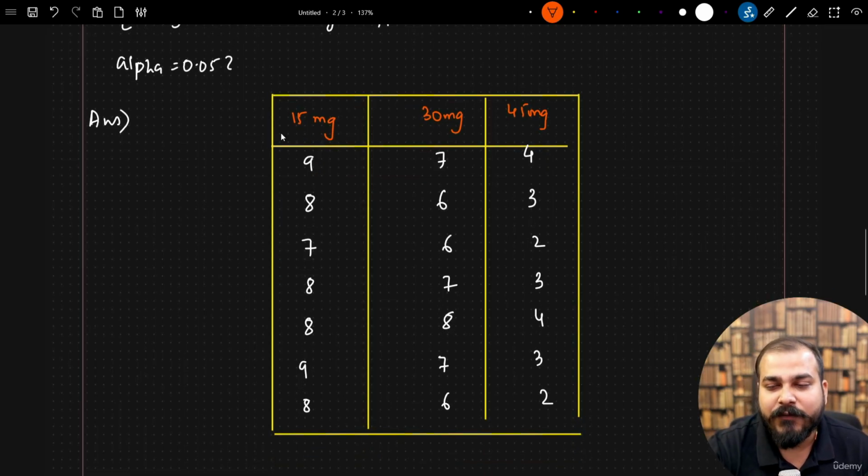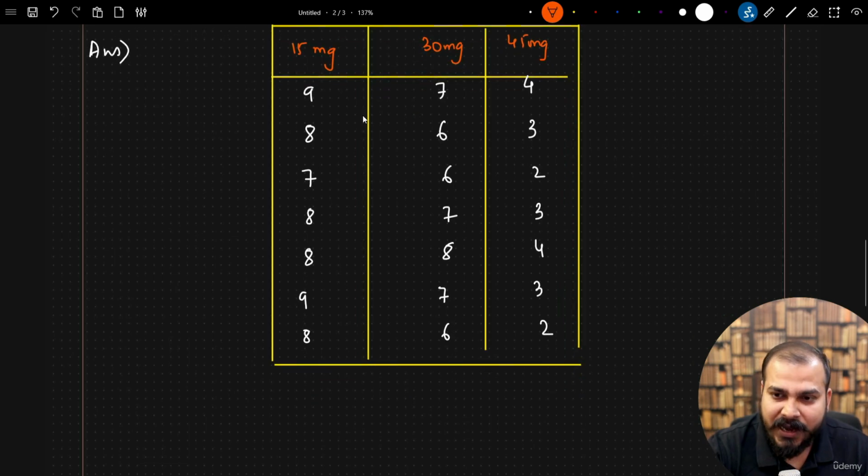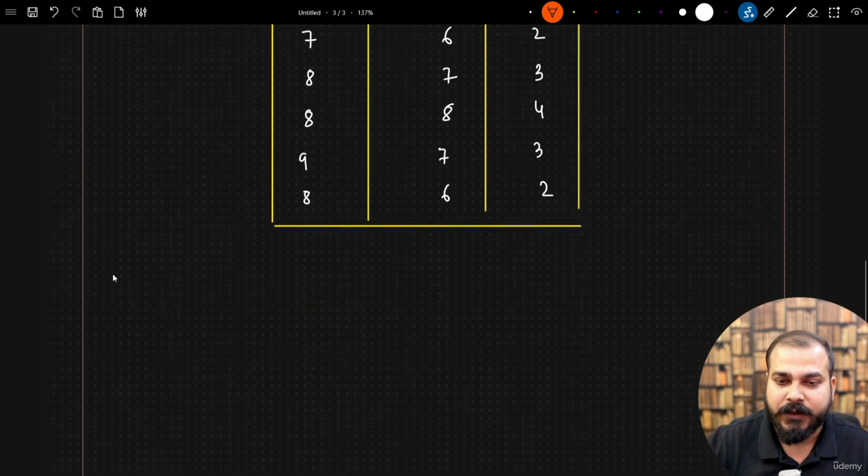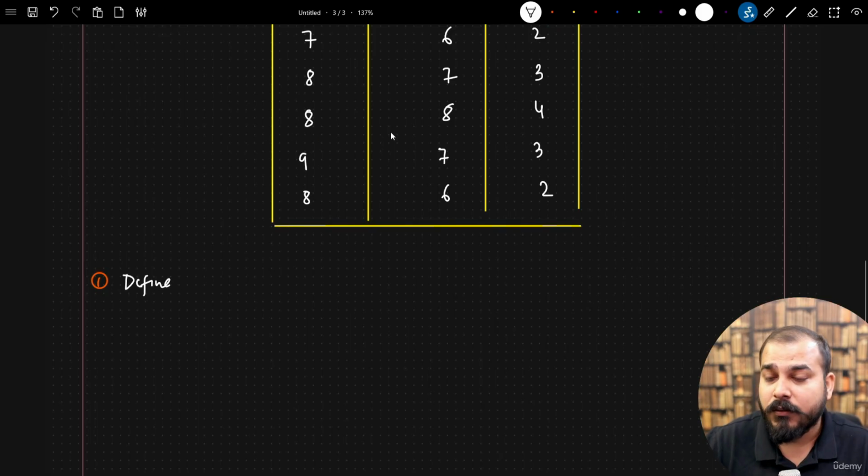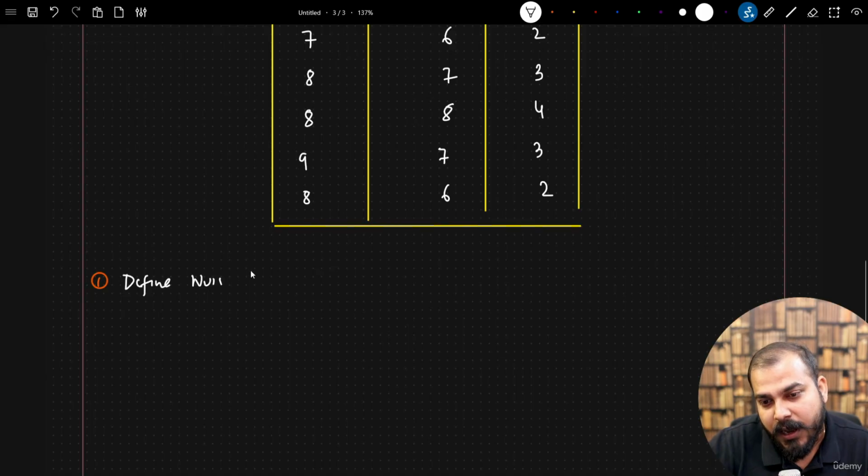And this is my data: we have 15 mg, 30 mg, and 45 mg. This is with respect to the 1st person, 2nd person, 3rd person, 4th person, 5th person, 6th person, 7th person. So a total of 7 people are there in this data set. Again, this rating is between 1 to 10. Now in this case, what is the first step? We want to compare these 3 samples, in short the means of these samples, and we will be using variance. So define the null and alternate hypothesis. This is the first step.